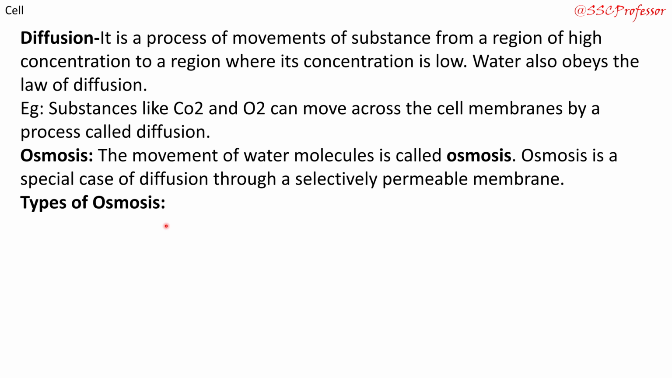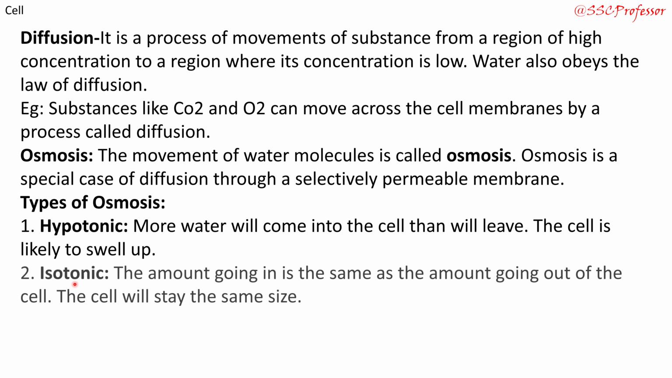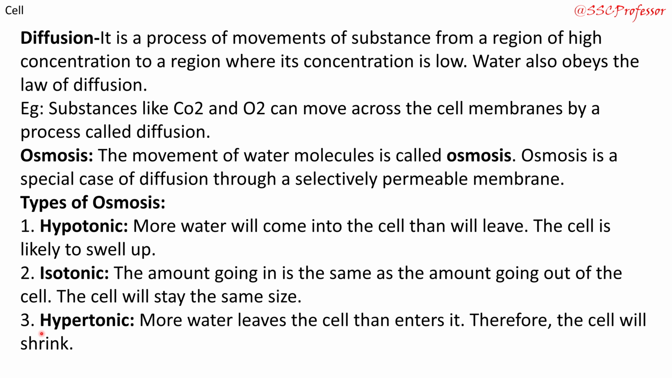Types of osmosis. First, hypotonic. More water will come into the cell than will leave. The cell is likely to swell up. Second, isotonic. The amount going in is the same as the amount going out of the cell. The cell will stay the same size. Third, hypertonic. More water leaves the cell than enters it. Therefore, the cell will shrink.